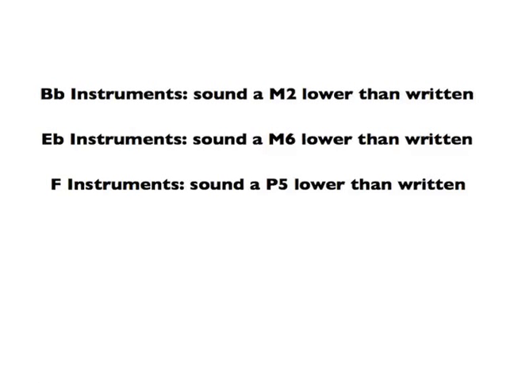We will have a transposition quiz on Wednesday. Yes, this Wednesday. And it will be an open note quiz, so I hope you're writing things down and doing this with your hands a lot. Sounds lower than written. So let's go back to the three keys in which we find transposing wind instruments: B flat, E flat, and F. As we've already learned, B flat instruments sound a lower second, a major second, than written.